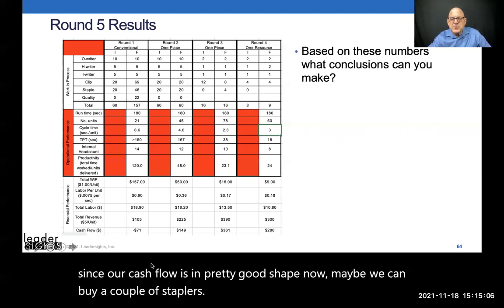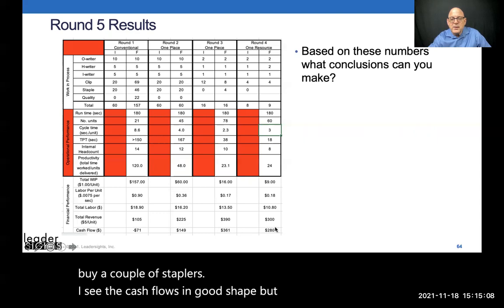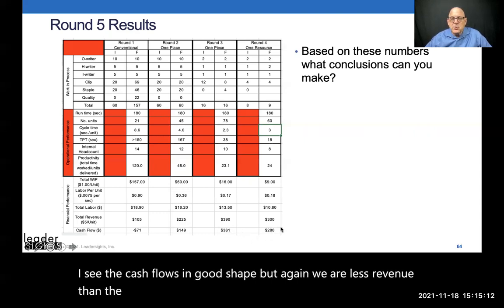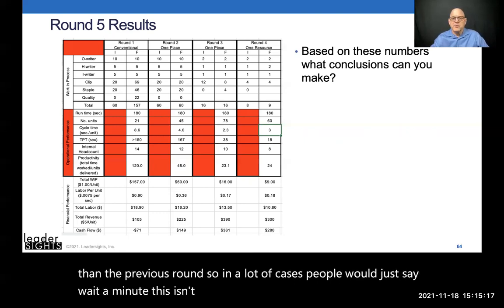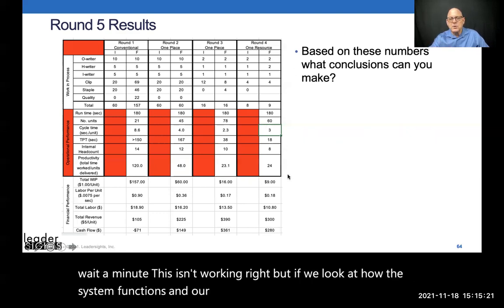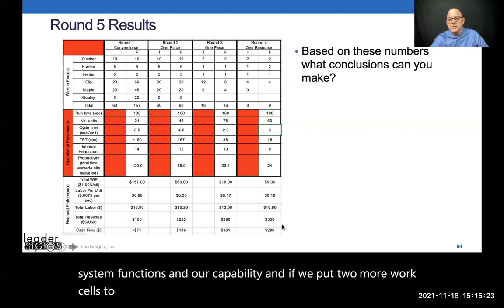I say the cash flow is in good shape, but again, we are less revenue than the previous round. So in a lot of cases, people would just say, wait a minute, this isn't working right. But if we look at how the system functions and our capability, and if we put 2 more work cells to work, we can effectively double that right here with the resources that we have.